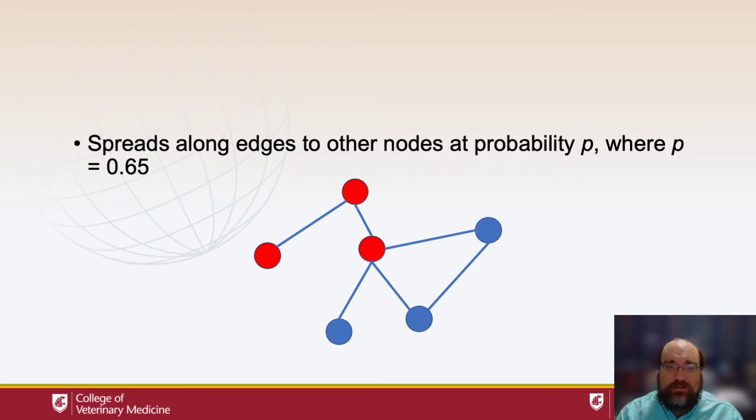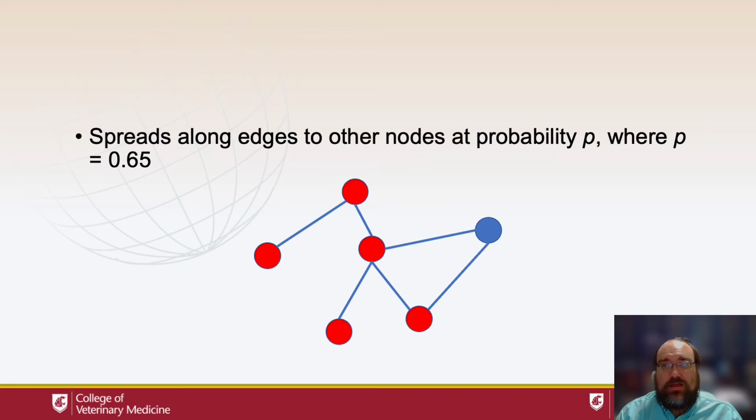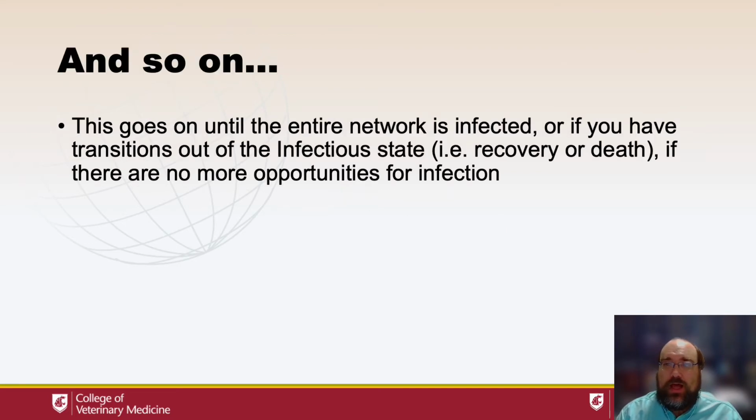Now we need to generate a per time probability of transmission for each of the three edges that exist. So we can see we do one that's 0.24, that person gets infected, 0.59, that person gets infected, and 0.93, that person does not get infected. So we end up with this network. And this goes on until either the entire network is infected or you have transitions out of the infected state.